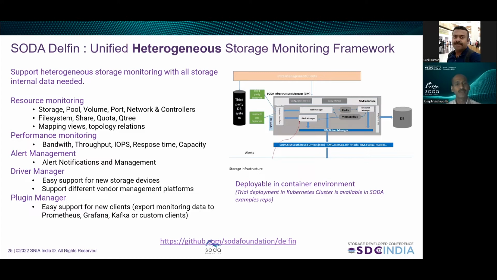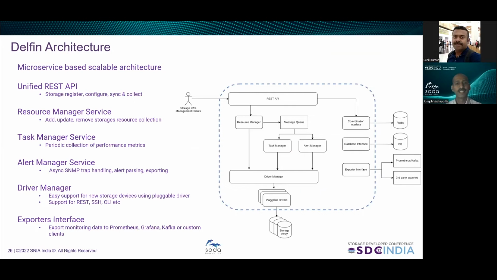Now we'll see the internal architecture of Delphin. On the right-hand side, we can see the internal components of Delphin. At the rightmost side, we expose outputs to the users through Prometheus and Kafka. At the bottom, we have storage arrays. Multiple storage vendors are supported through pluggable drivers. I'll go through each module.